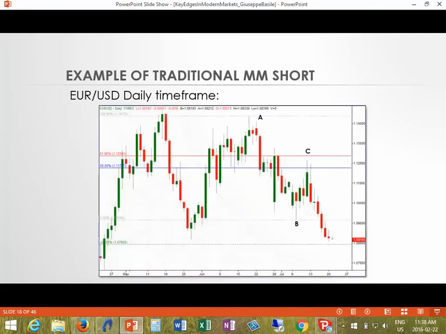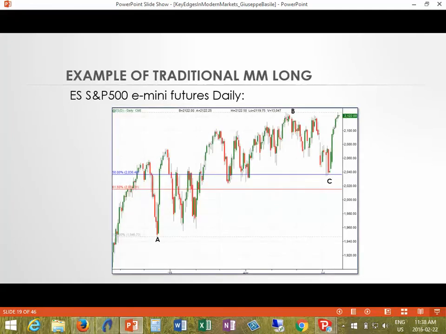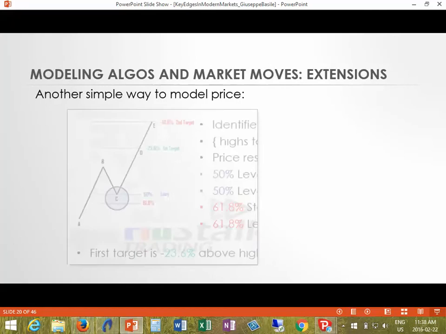Another example on the short side: A, B, participation in C, price getting very close. This is the euro-dollar daily. And there are plenty of examples. Of course, can you see that I always look at and use very high volume markets. All these considerations only hold for high volume markets, okay? So let's look at another simple way.